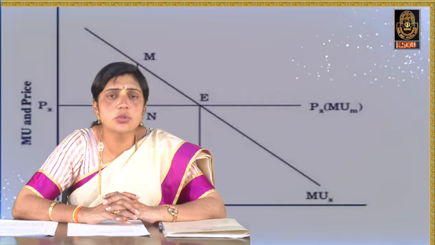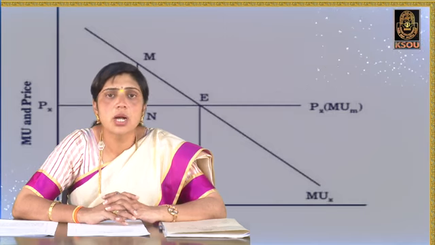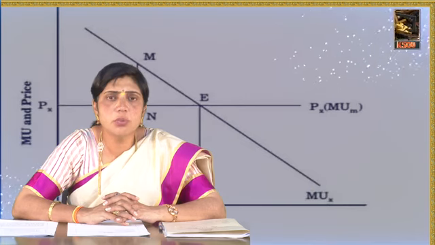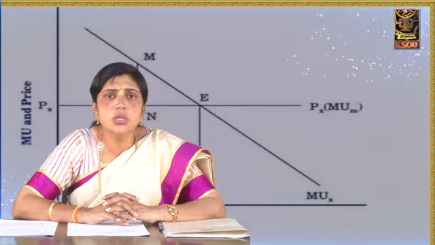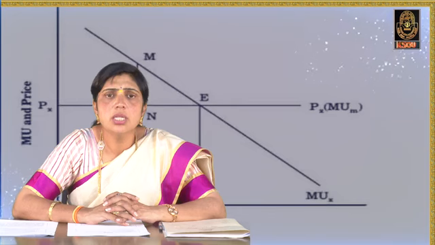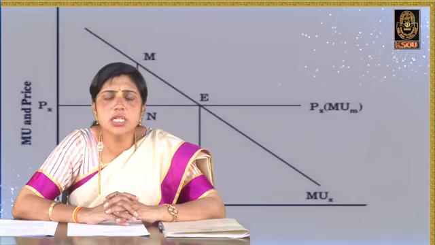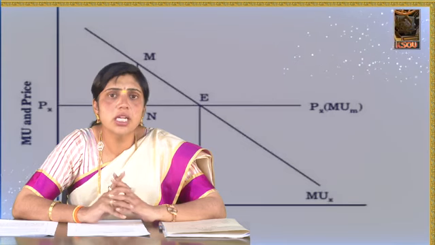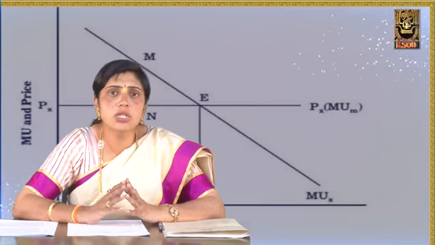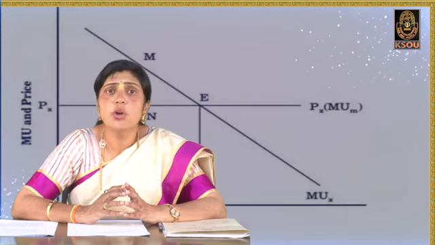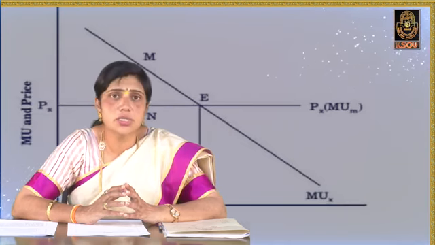Constancy of the marginal utility of money. According to this assumption, money being the unit of measurement of utility, it should remain constant as the consumer spends more and more on the commodity. If the marginal utility of money itself changes as the consumer spends, then it cannot correctly measure the marginal utility of a commodity. Now, let us understand what is utility and its features.